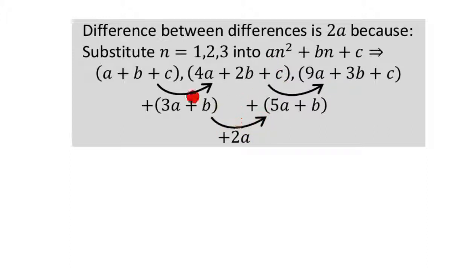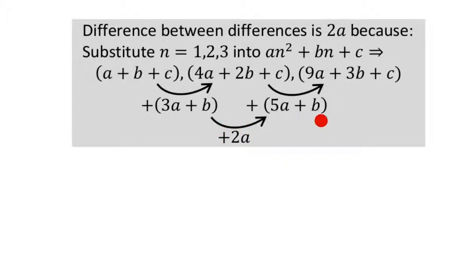The differences between the differences, hopefully if you watched my other video when I demonstrate how to find the nth term in a quadratic number pattern, you'll see the differences between the differences is always twice the number of n squareds in the nth term for your quadratic pattern. Why is that? How can we prove that?